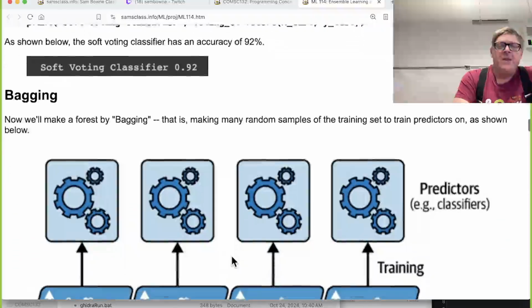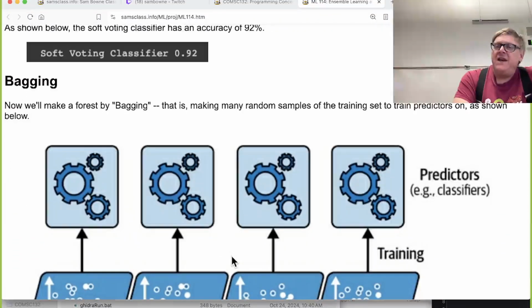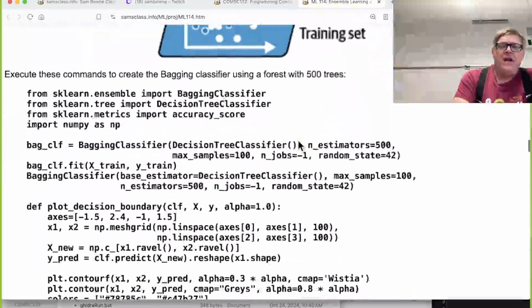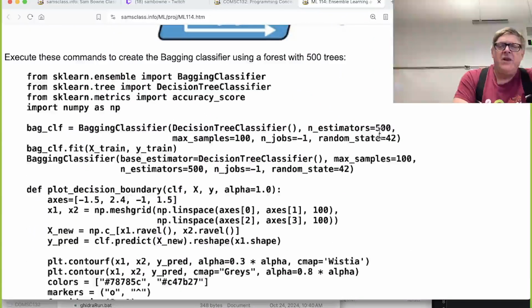So, all right. Now you can try bagging to make a forest. And what you do is you make many random subsamples of the training set to train them on. So you pick a certain number of items for the bags, and here we have 500 estimators. That's 500 decision trees we're going to make. And we're going to take samples of just 100.